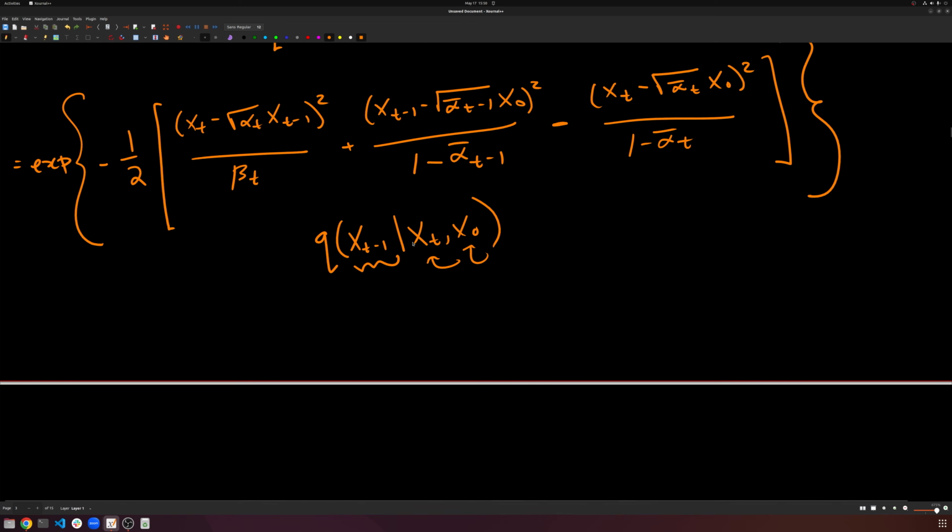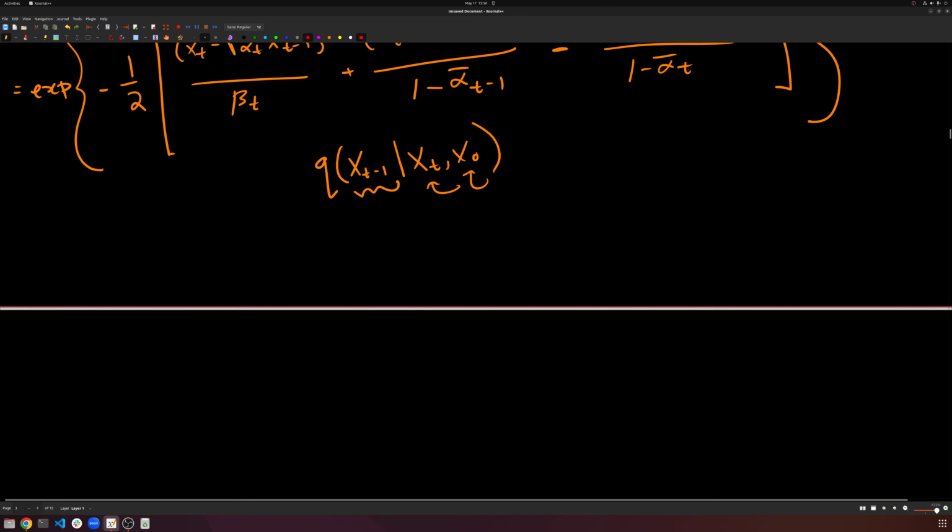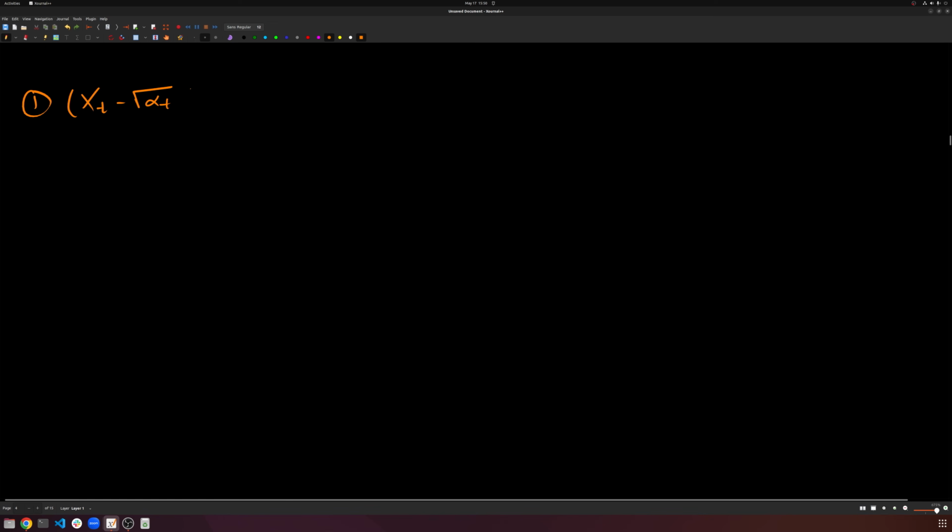And so to do this, let's write this all out. We have essentially 3 equations here again. 1, 2, 3. And so let's take the numerators for each one of them and break them out. So the first one, let's do it down here. It was x_t minus square root alpha_t x_{t-1} squared. Right, so that's what we had. And so let's do a minus b all squared is a squared minus 2ab plus b squared, right? Standard formula.